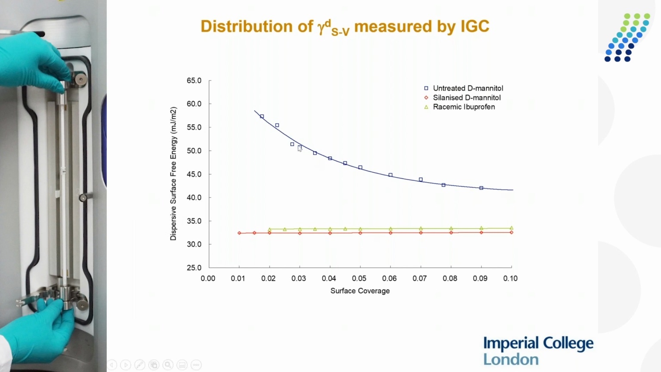Whereas my untreated material, my hydrophilic mannitol, the surface energy varies with surface coverage, as there are different surface sites, some at the end, some on the actual main crystal facets. And they have different energies with their different concentrations of hydroxyl groups. So of course, I compare that with my contact angle data. The contact angle data gives pretty good agreement with what I measure with my IGC.